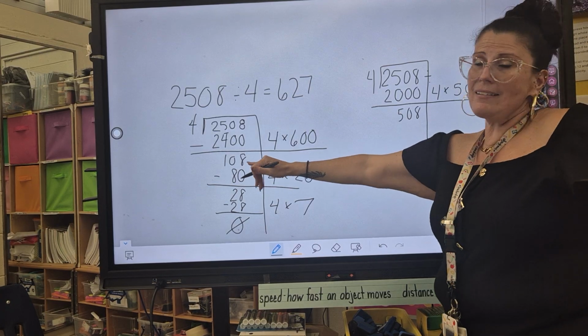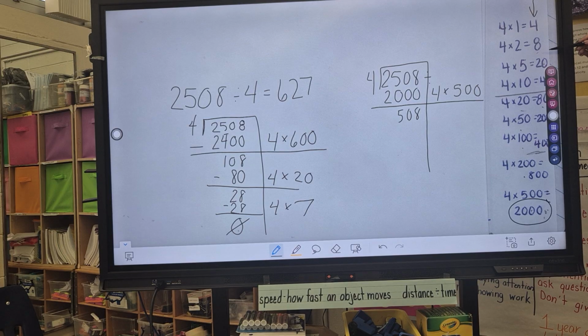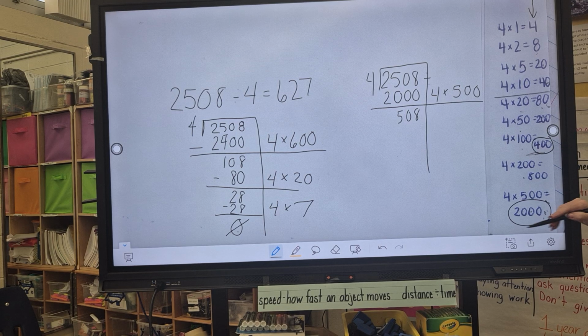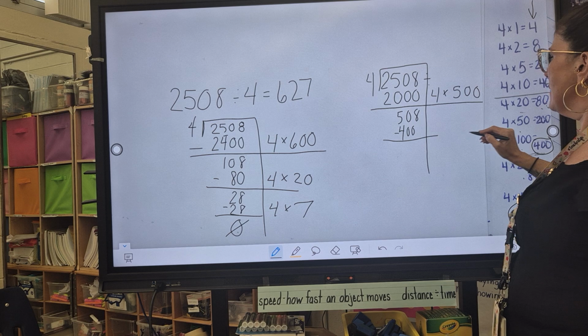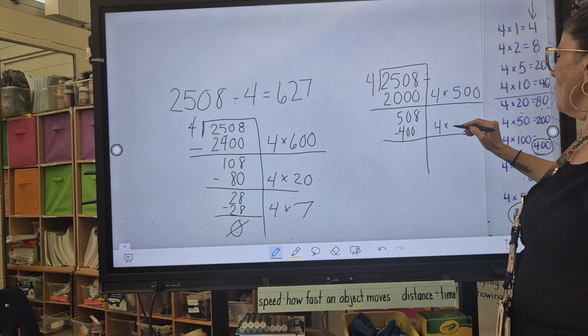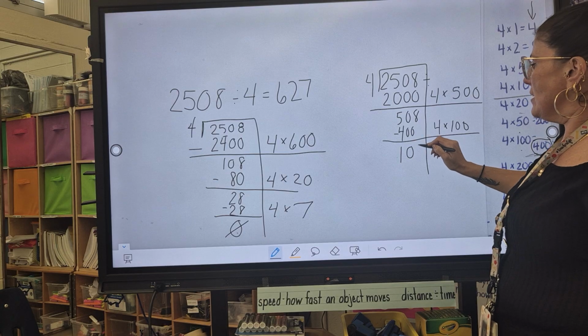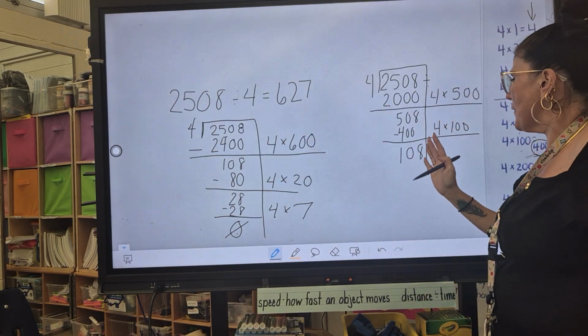So not exactly at the 108, but not too far off. Now I'm going to go through my multiples of 4, and I'm going to look for the biggest chunk I can pull out. That's going to be 400. And again, I already have my multiplication facts written. That's 4 times 100. And this is 108. So now I'm actually at the same point. It took me 2 steps to get to the second step here, but not that bad.